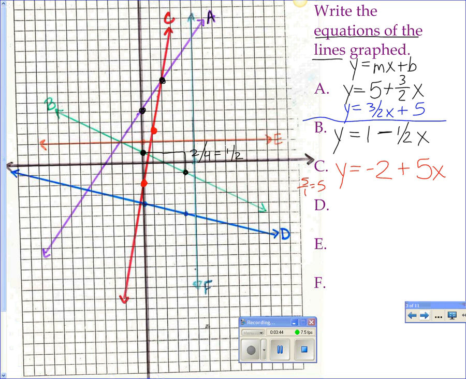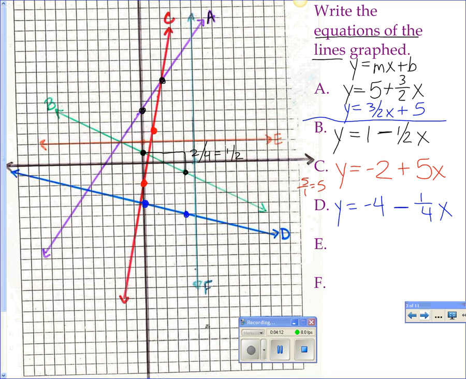All right, line D is in blue. So its y-intercept is negative 1, 2, 3, 4, negative 4. Y equals negative 4. Line D is going down, so you know its slope is going to be negative. Pick 2 points. Here are 2 points. Do rise over run. Down 1 over 4. 1 over 4. And I'm going to put an x with it because that's my slope.